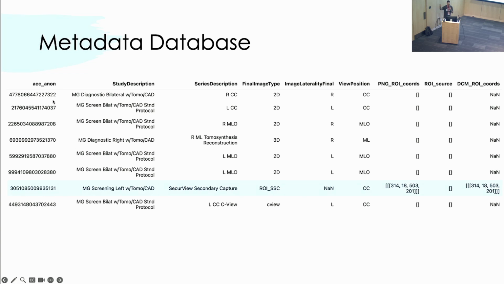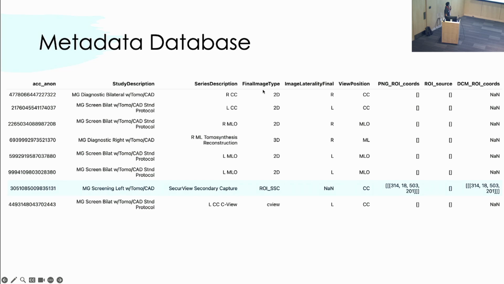This is a random sample of the metadata table. So I just literally randomly sampled 10 rows out of 3.4 million rows. Each one of these you can see is a different accession, right? This is an accession ending in 322. This is in 037. So this row is the right CC of this accession, which is a diagnostic bilateral exam. It's the 2D right CC view, and there was no ROI. And the thing I didn't show here is that at the end of this will be the file path. It'll actually tell you the path of the image, the path of the DICOM file, okay?